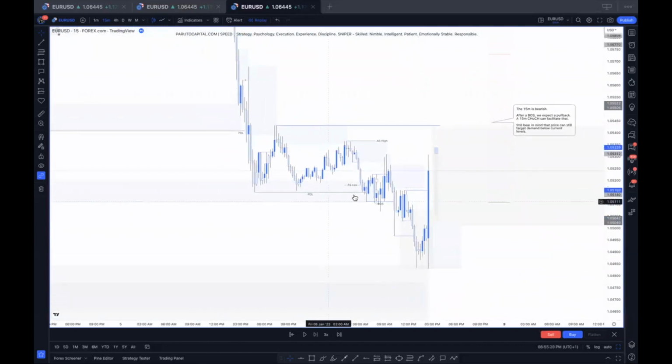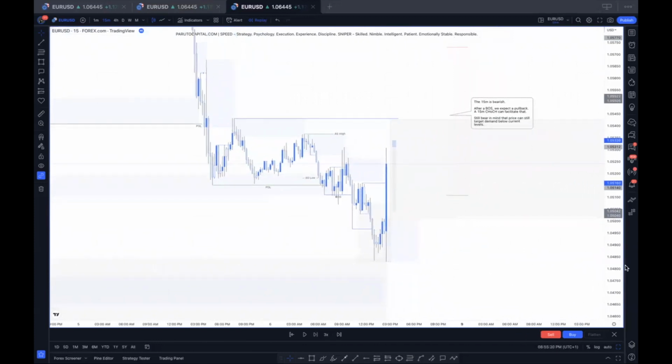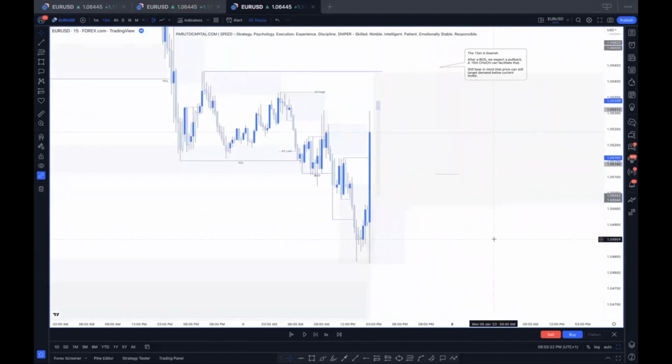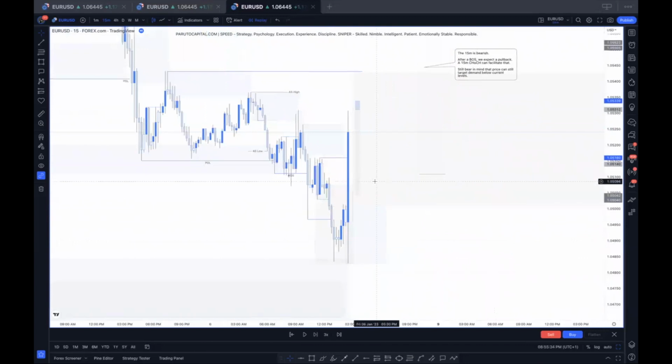So you just have your point of interest drawn, depending on how you're drawing the market structure, and you just know that those points of interest are reaction zones. That when price comes into those zones, price may react to those zones. Yeah.